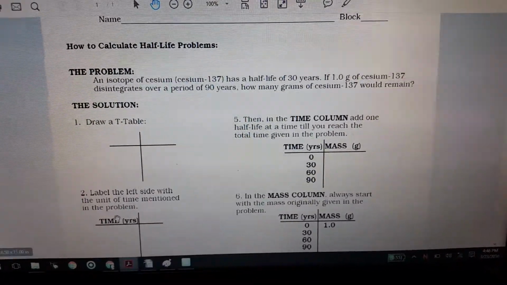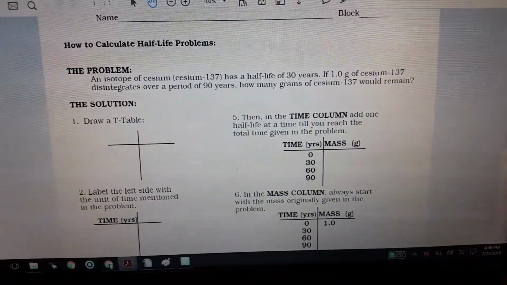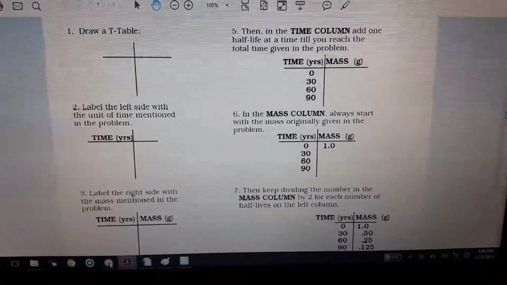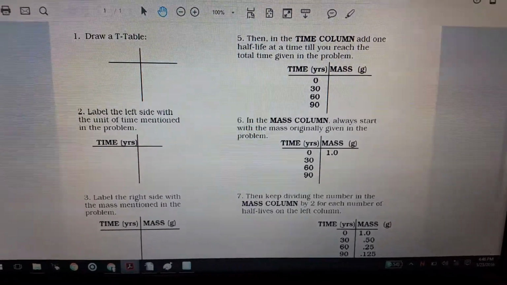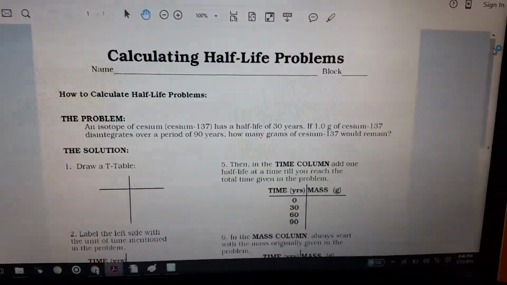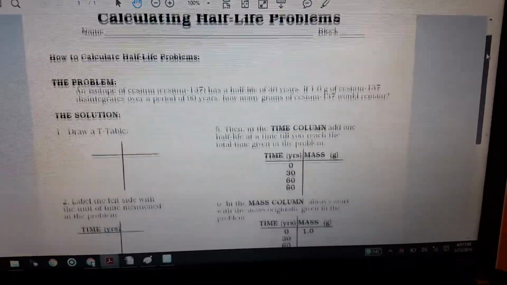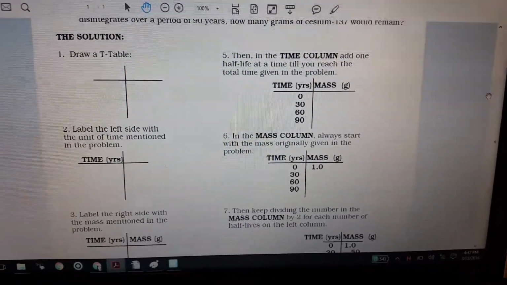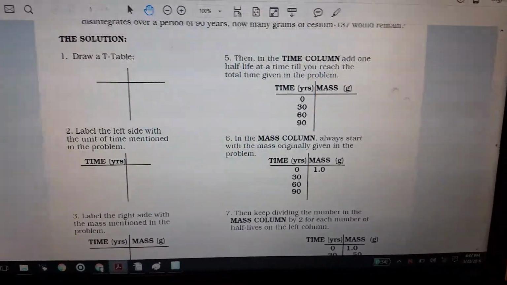You label time on one side, and on the other side you label the mass, how much is left, and it's usually going to be in grams. The time might change. It could be minutes, hours, years, thousands of years. It just depends on what isotope we're talking about, because they all decay at a different rate. So in the time column, you start with 0, and then you start going down, adding together the half-lives.